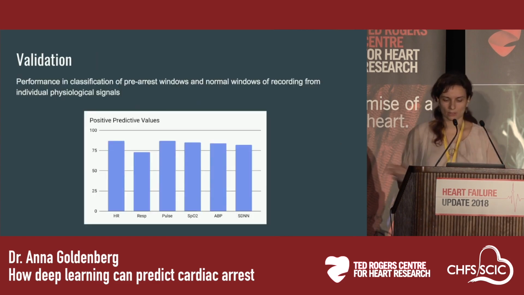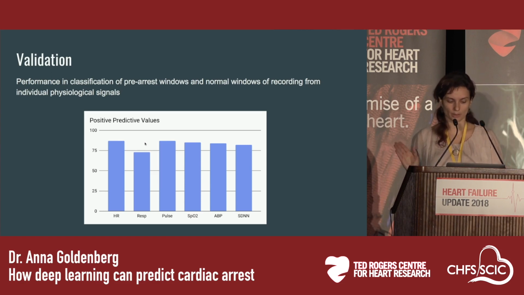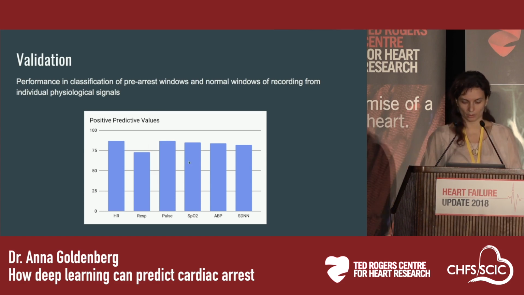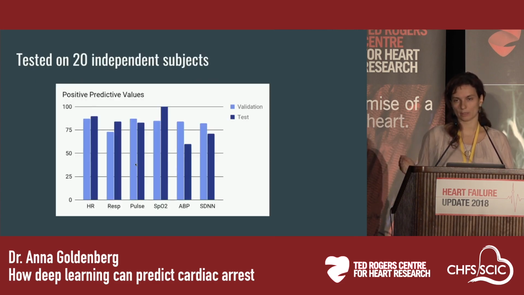Okay, so this is validation, this is cross-validation. We take the training data, take a part of it, and predict on the left out. The performance here is the positive predictive value. So if you have a cardiac arrest, how likely are we to detect it. It's on the order of 80%, which is really good, depending on the signal. Some signals are worse. Then we took 20 subjects that we had not seen in the data before. On that 20 subject set, we did quite as well as on the training set.